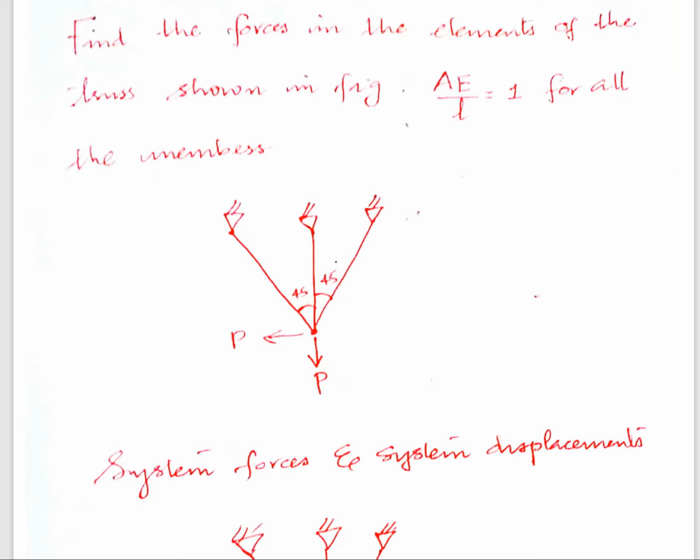Let's see the analysis of another truss by stiffness matrix method. Find out the forces in the elements of the truss shown in figure. Take AE by L is equal to 1 for all the members. So this is our truss which is having 3 members. Let's take them as small a, small b and small c, and it is subjected to two forces. One is in the horizontal direction and one is in the vertical direction, and the angle between the members are given as 45 degrees.